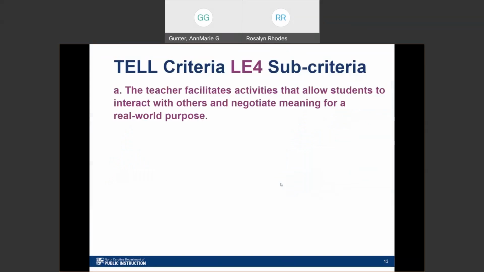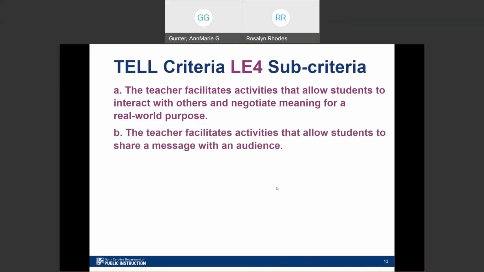A looks at the teacher facilitating activities that allow students to interact with others and negotiate meaning for a real-world purpose. Obviously, that speaks to interpersonal communication because you're interacting, and you're negotiating for meaning, which means that on the fly or very spontaneously, you have to ask for clarifications and reframe things if someone doesn't understand. And always we want to be focused on a real world purpose for using language.